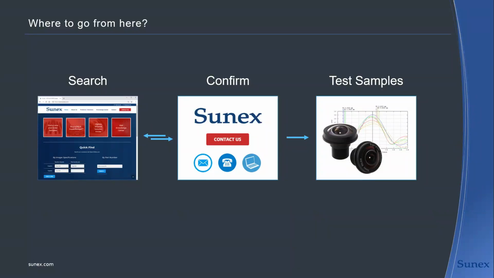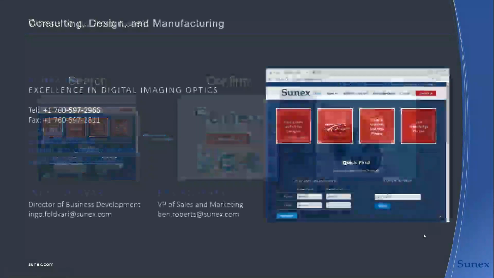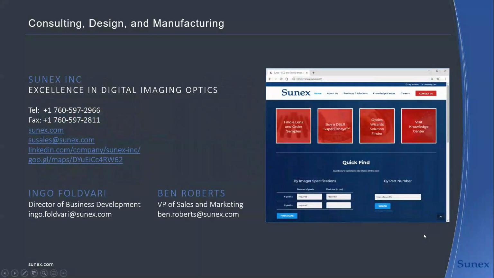And then we looked at a lot of nominal data, but in the end, it comes down to putting a test sample onto your camera and taking pictures and looking and comparing the picture quality with some of the other lenses you may be considering. And iterating over this dialogue with us, I think it's very key to finding the right lens for your project.